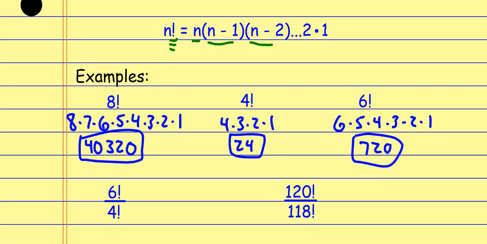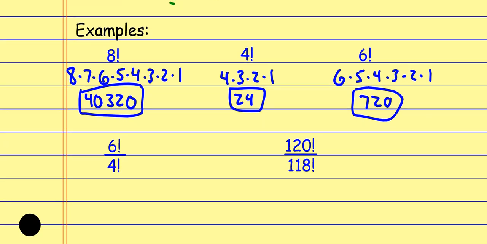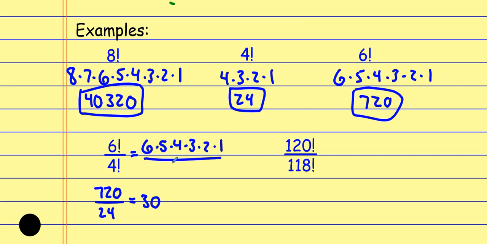If we look at something like 6 factorial divided by 4 factorial, we already figured out that 6 factorial was 720 and that 4 factorial is 24, and then I could do the division and get 30. But if you think about what's represented here, 6 factorial is 6 times 5 times 4 times 3 times 2 times 1, and 4 factorial is 4 times 3 times 2 times 1. Can you see that the 4s are going to cancel, and the 3s and the 2s and the 1s? So all I'm left with is 6 times 5, which is 30.